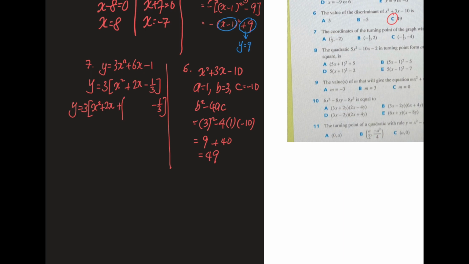b over 2 square. So the b is positive 2. Positive 2 over 2 square. Positive 2 over 2 square again. And now we have the first 3 terms. So we have to factorize them. Factorize. So it's going to be the perfect square.